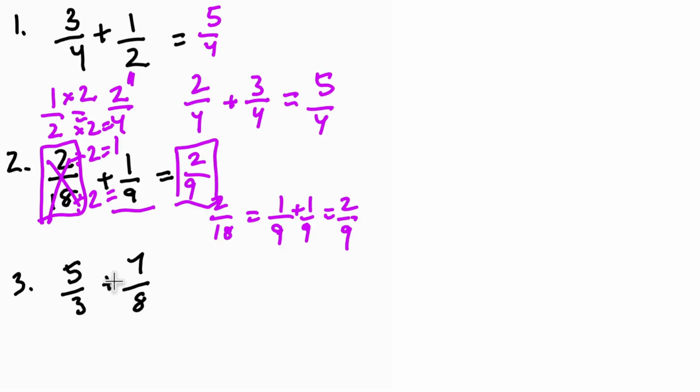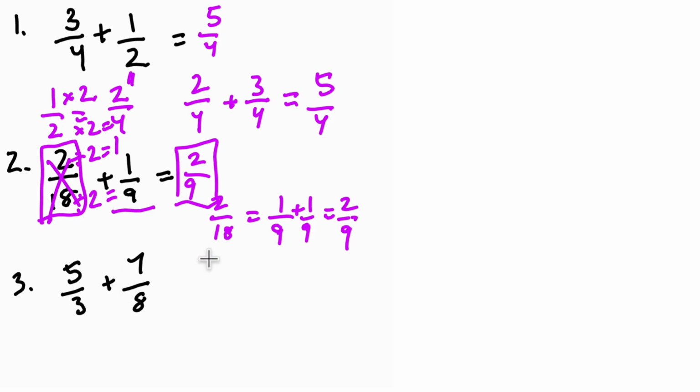Okay, last question. This is kind of tricky, so pause the video to try it by yourself. 5/3 plus 7/8. Well, we need to find a like denominator, because 3 times any whole number isn't going to be 8. So let's look for the least common denominator.